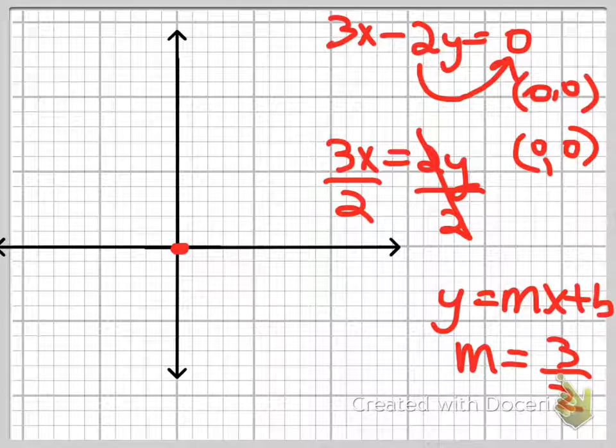That means I move up 3 and over 2 from here. Move up 1, 2, 3, and over 1, 2. So we're right there. Then we have our line. I just repeated it so you could understand what I was doing. You wouldn't have to get 3 points, but it's nice.